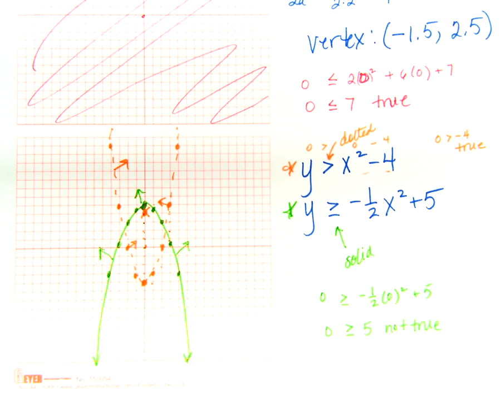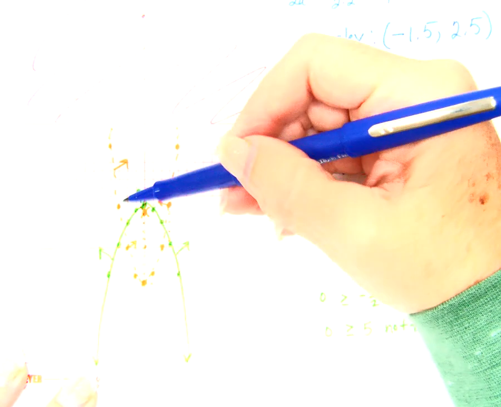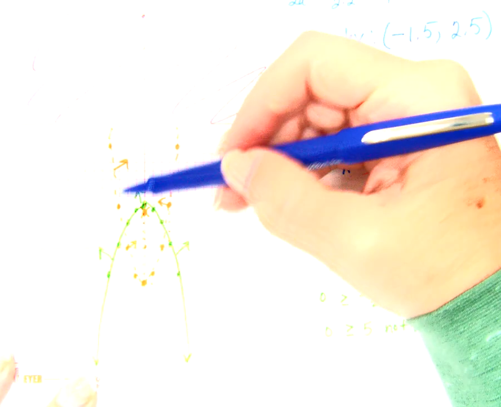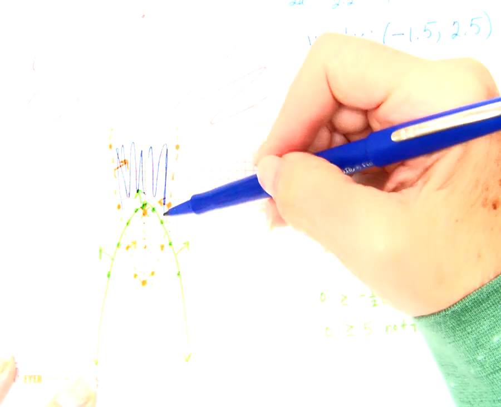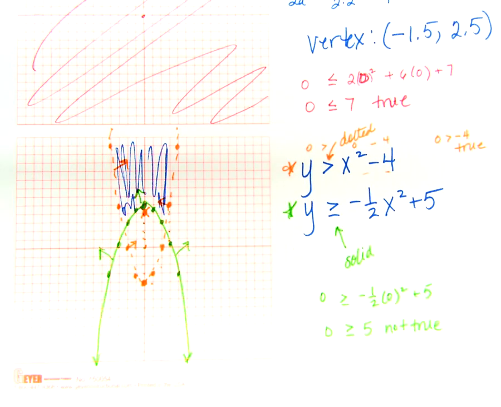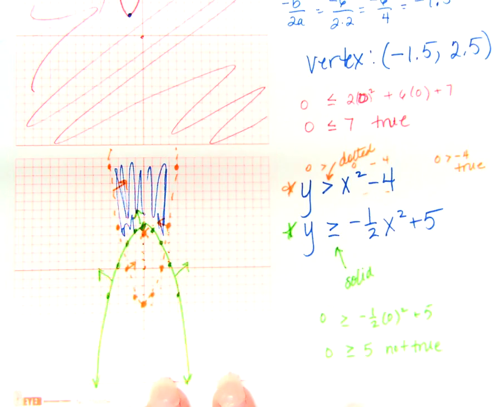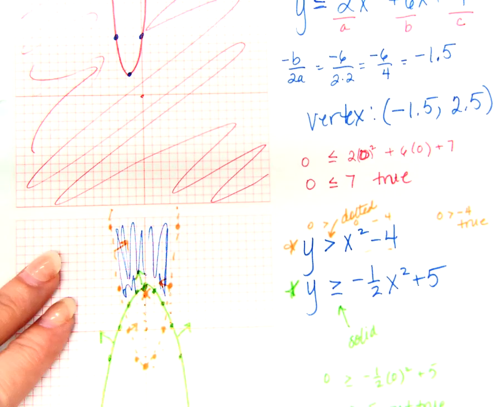So where am I actually, now that I have both of them drawn, where am I actually going to shade? Above the green, right up there. Above the green, but inside the orange, right? So here. Does that make sense? Yes or no? Okay. Any questions about it? You got it? Okay.